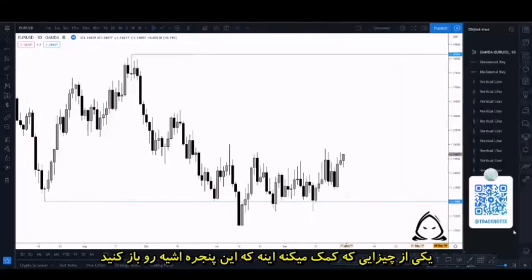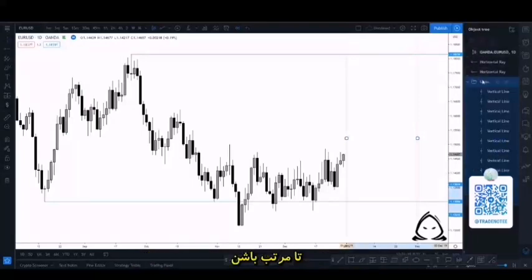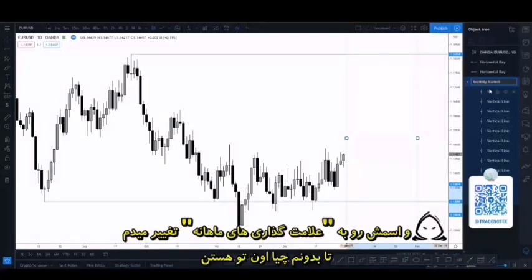One other thing that's helpful to do is opening up your object window right here in the bottom right corner and basically grouping certain objects so that they're organized. So what I did here was I selected all of the vertical lines, which are the monthly markers, and then I hit create a group of drawings. So now it's created this into a group, and if I right click on the folder, we can click rename, and I'll just put monthly markers so that I know that's what they are.